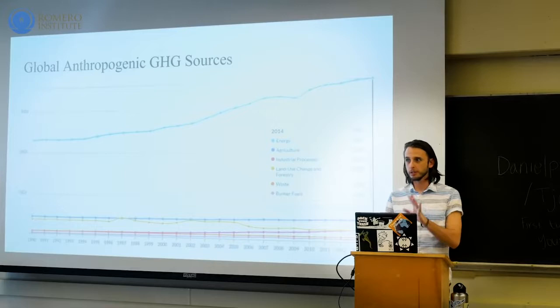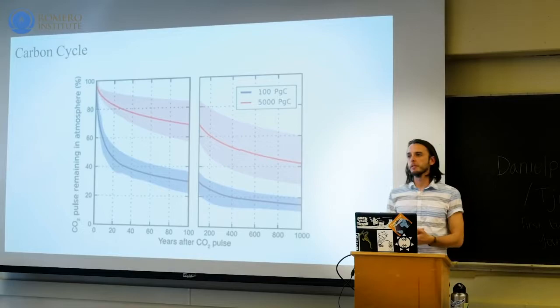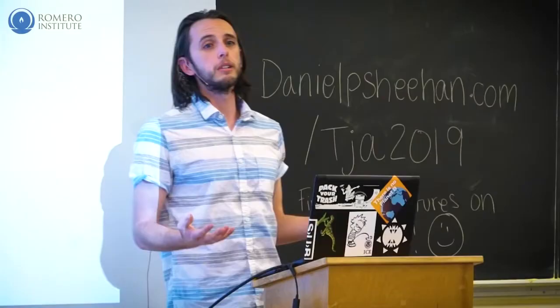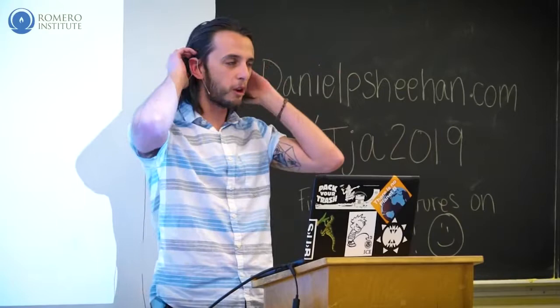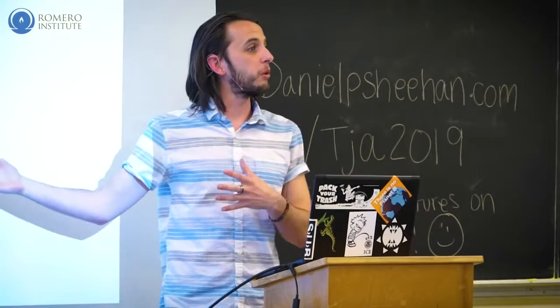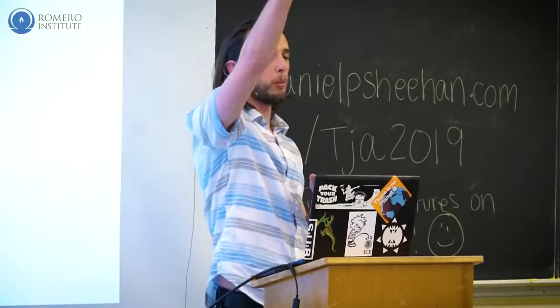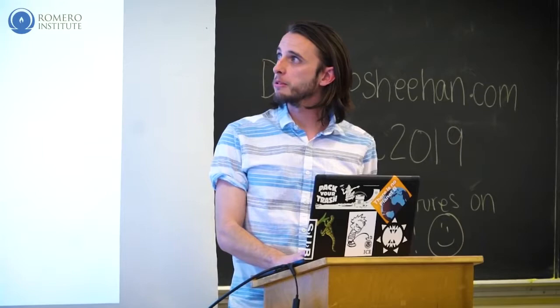So once you put a bunch of, say, carbon dioxide up in the atmosphere, what happens to it? Does it just stay there? Does it transform into something else? Does it fall back to the ground? Well, this is kind of what happens. This is a graph showing the results of an atmospheric model, simulating what would happen if you put one big pulse of carbon dioxide into the atmosphere. How long would it take to come out of the atmosphere?